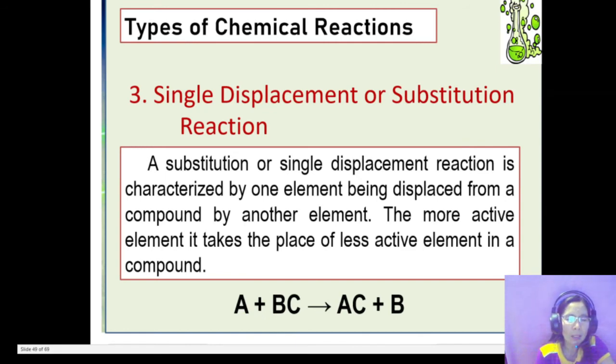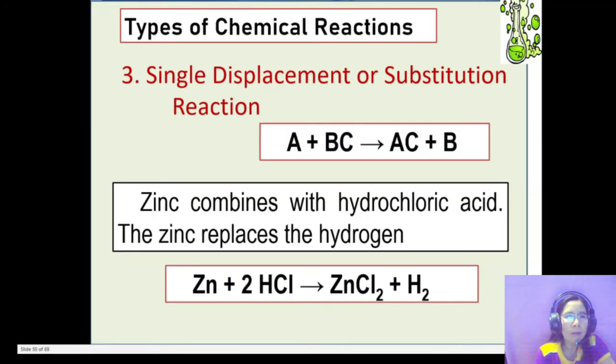The general formula for this one is A plus BC yields AC plus B. So, here, there should be 2 reactants and the products could either be 2 or more than 2 products. So, here, we have a sample for this type of chemical reaction. Zinc combines with hydrochloric acid, wherein zinc replaces hydrogen in hydrogen chloride, or in hydrochloric acid, forming zinc chloride and hydrogen gas. So, one is being replaced by a more reactive element or substance in that particular reaction.